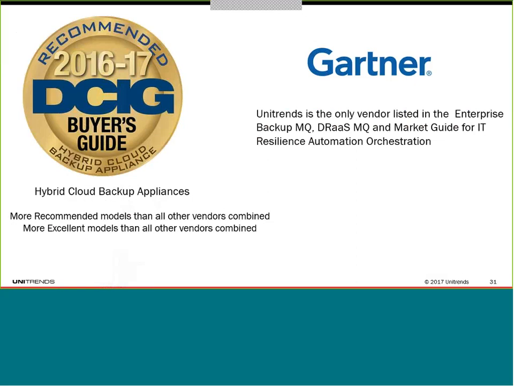A couple of third-party validations. Gartner just released their latest Magic Quadrant information. Unitrends is the only backup and replication vendor listed in Enterprise's Backup Magic Quadrant, the DRaaS Magic Quadrant, and the Market Guide for IT Resilience, Automation, and Orchestration, which is their highest level of confidence, their highest level of recovery. And in the DCIG Buyer's Guide, Unitrends had more recommended models than all other vendors combined, and more excellent models than all other vendors combined. So there are two third-party sites. These are available on our website.